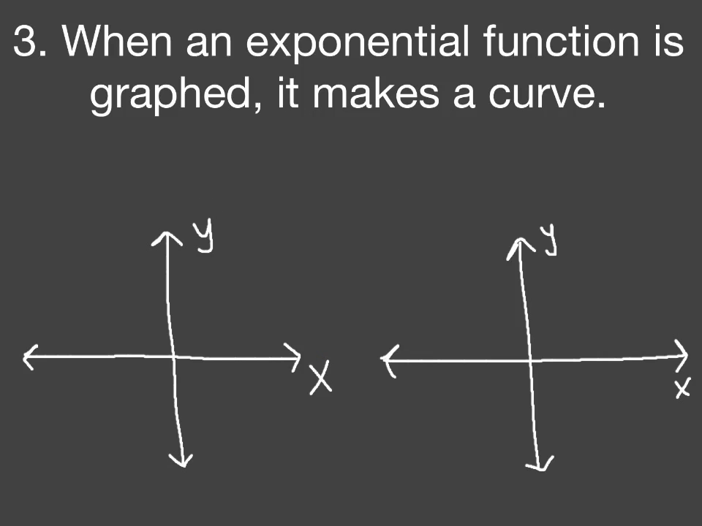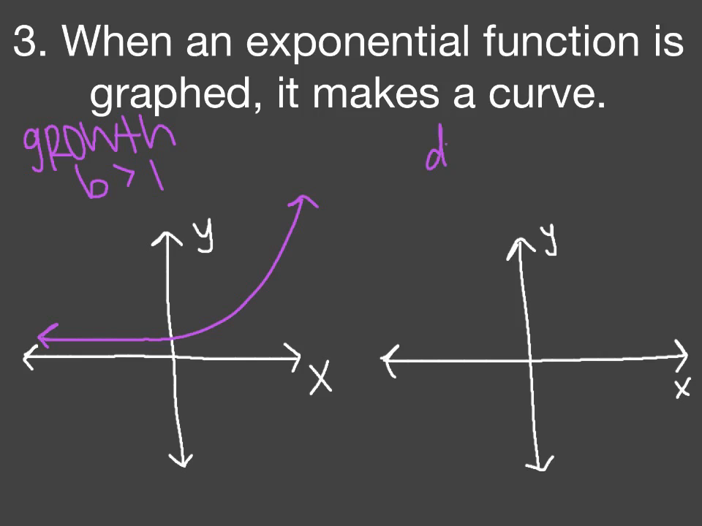The third thing you need to know about exponential functions is that when an exponential function is graphed, it makes a curve. And there are two types of curves that it's going to make. We have growth curves, and a growth is whenever your common ratio, or your b value, is greater than 1. So it starts low, it grows tall. Notice how my growth curve did not go underneath the x-axis. It will never go underneath the x-axis.